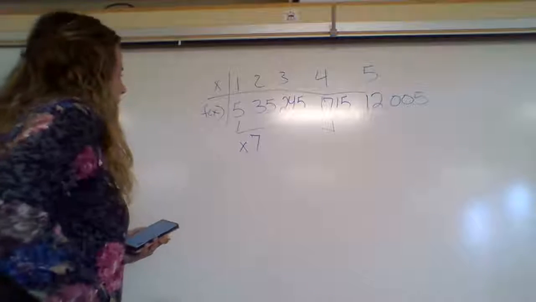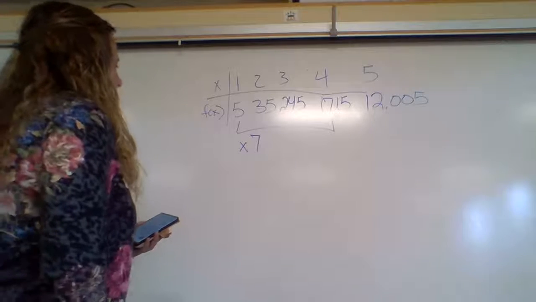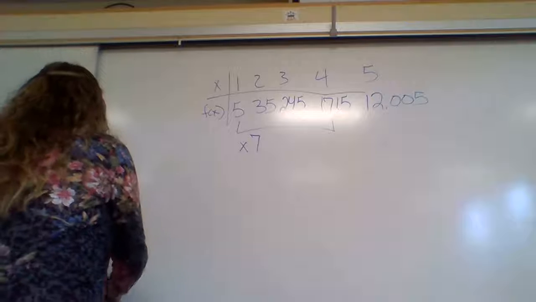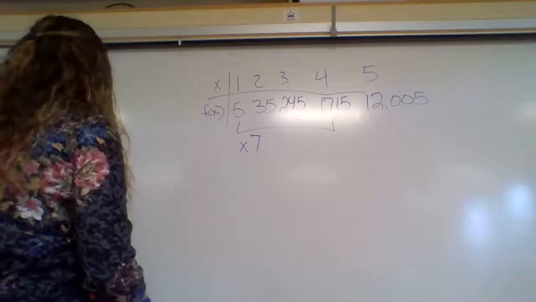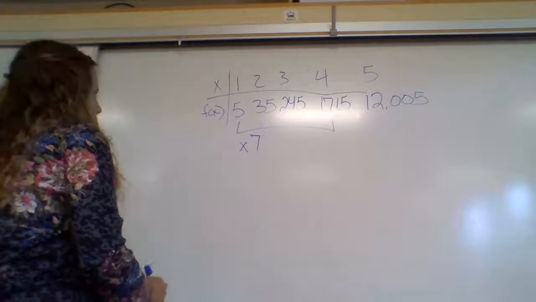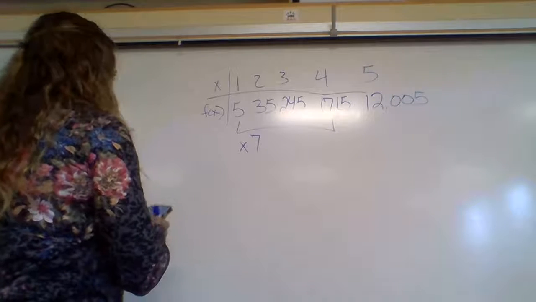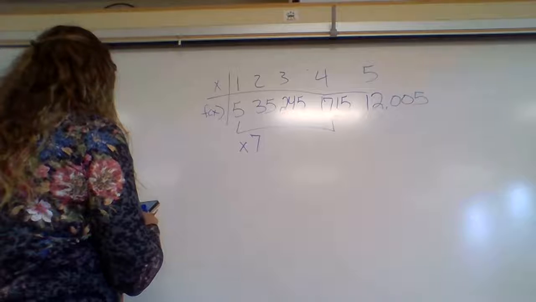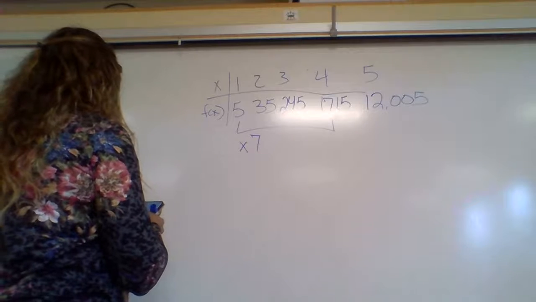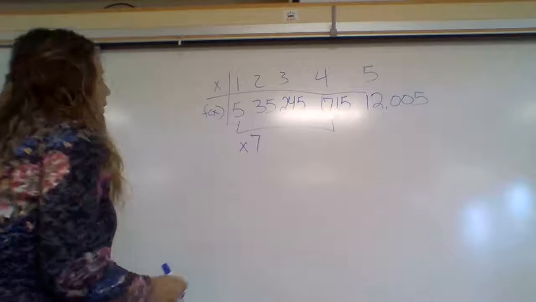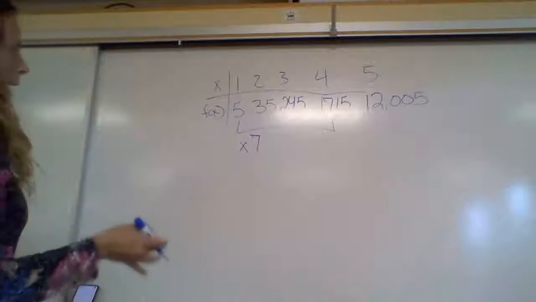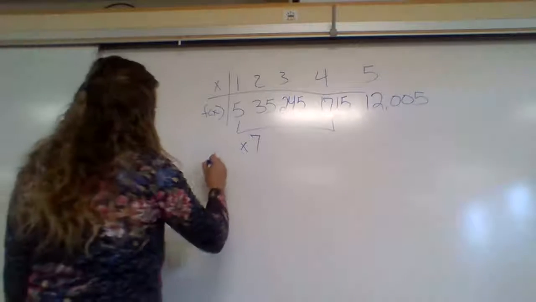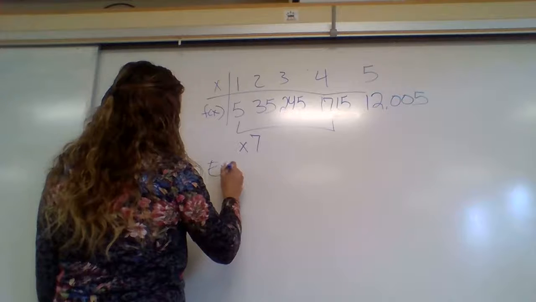At least I hope this is the one we were doing. 1715 divided by 5 is 343. Yeah, okay. So then you have to write an explicit and a recursive equation. All right, here's your explicit.